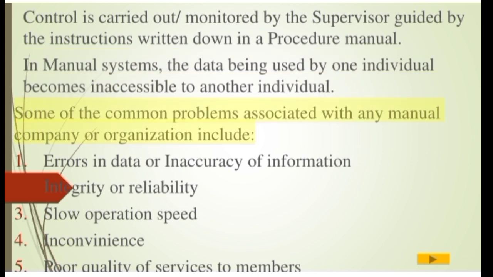Some of the common problems associated with any manual company or organization include: 1. Errors in data or inaccuracy of information. 2. Integrity or reliability. 3. Slow operation speed. 4. Inconvenience. 5. Poor quality of services to members.